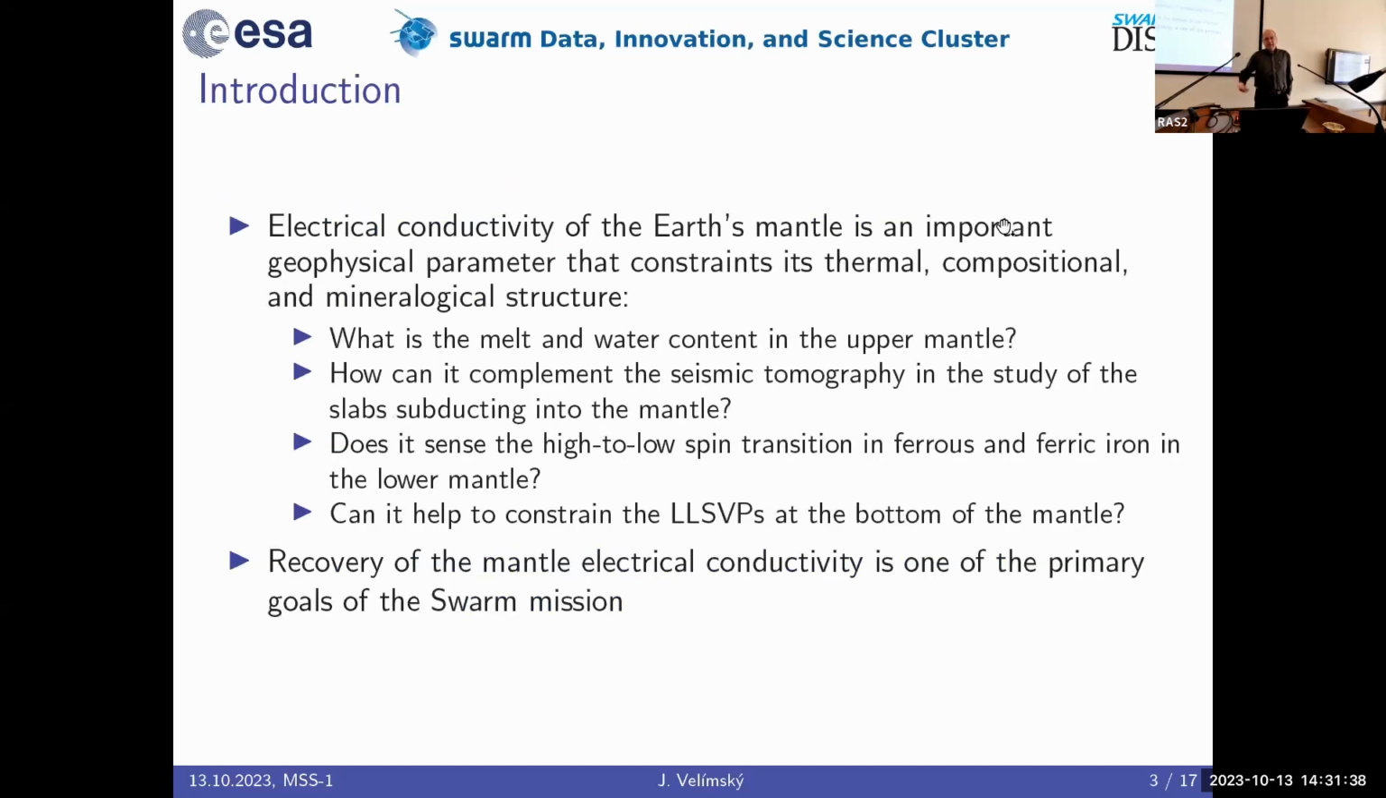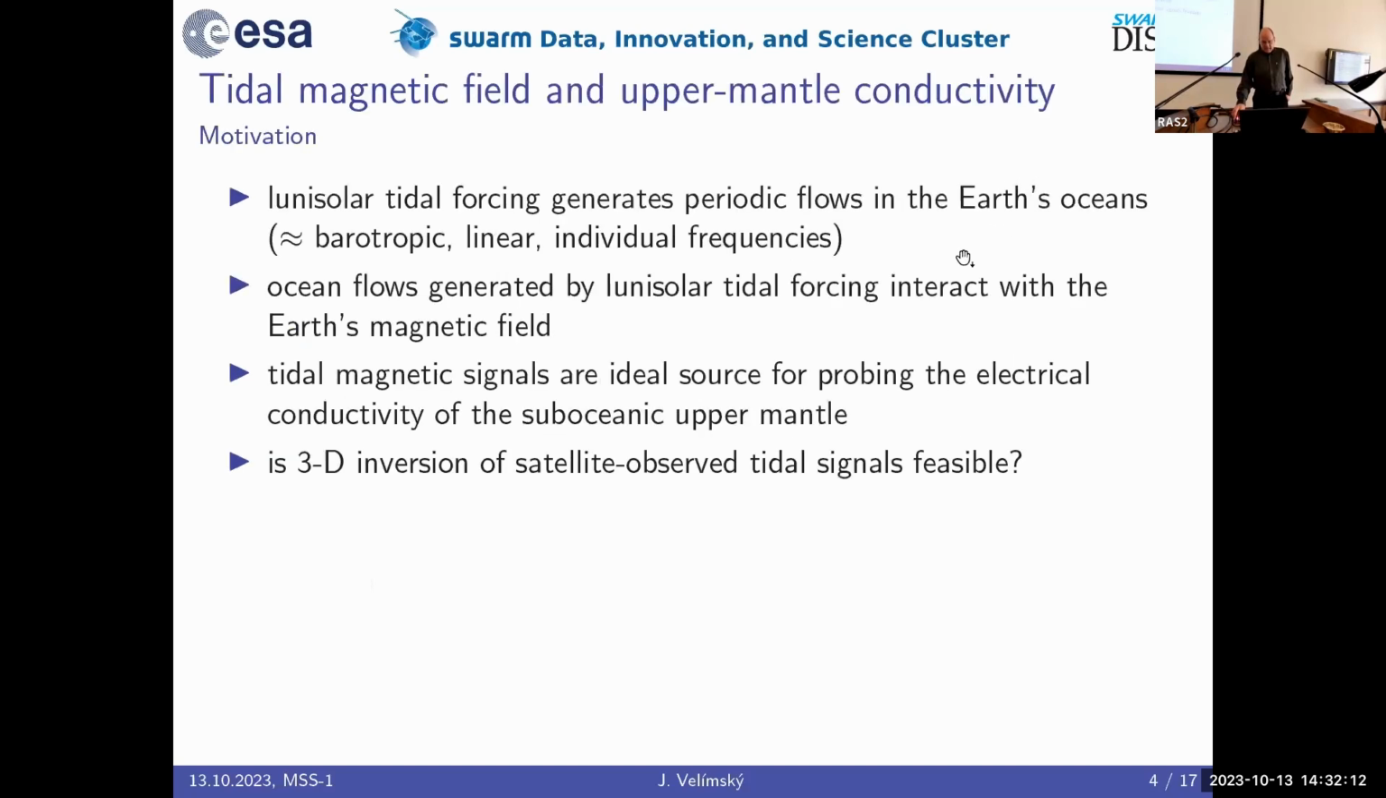So why is it an important parameter for us geophysicists? Of course, the conductivity is tied to the thermal and compositional and mineralogical state of the mantle. In the upper mantle, we can mostly ask about the melt and water content. These are the main governing parameters for the upper mantle conductivity. When we get lower, we could try to look for the effects of, for example, spin transitions or post-perovskite or the large low shear velocity provinces in the lower mantle. So let's start with the upper mantle.